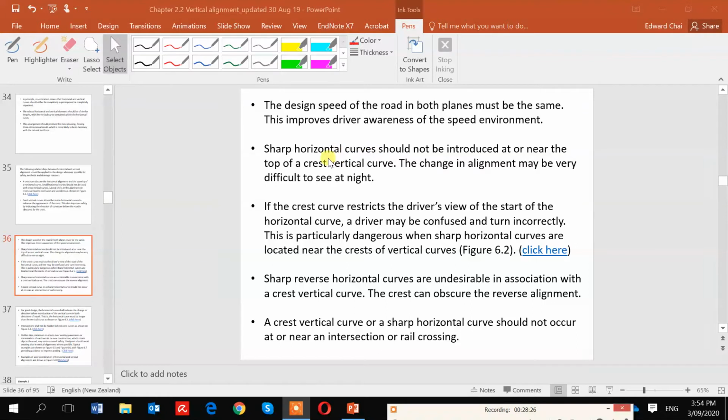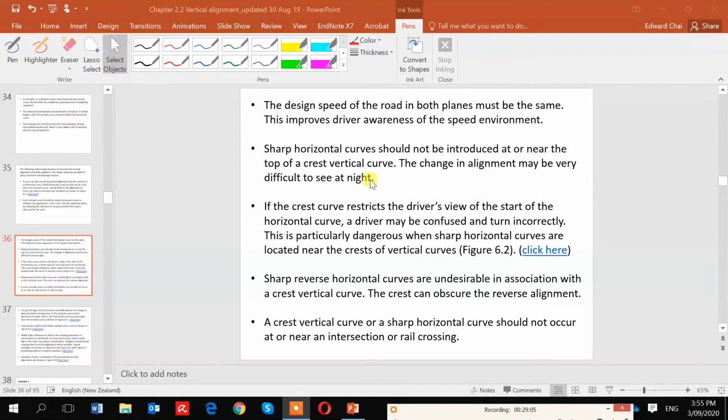Sharp horizontal curves should not be introduced at or near the top of the crest vertical curve. You don't want to go up the hill and then at the top there's a sharp turn, because you don't know what's going to happen after, since you can't see very far when you go up the hill. The change of alignment may be very difficult to see, especially at night.